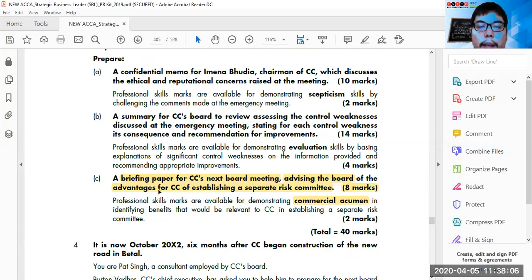All right, advising the board of the advantages. You need to think of the benefits for CC of establishing a separate risk committee, 8 marks. 8 marks is 16 minutes. Professional skills marks are available for demonstrating commercial acumen in identifying benefits that will be relevant to CC in establishing a separate risk committee.